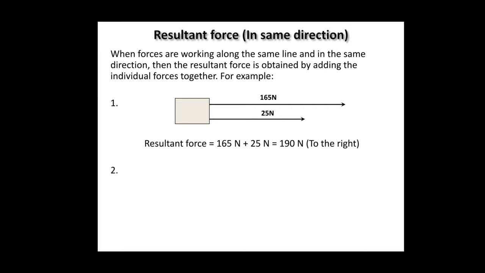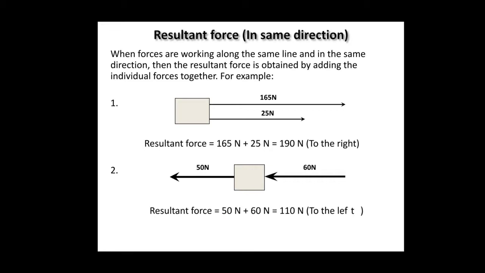Look at the second example. Here two forces are working on the left side. The first one is about 50 Newton and the backward force is about 60 Newton. So the resultant force will be 50 Newton plus 60 Newton. In total it will be 110 Newton, and the object will move to the left side because same thing, here the greater force is about 60 Newton.